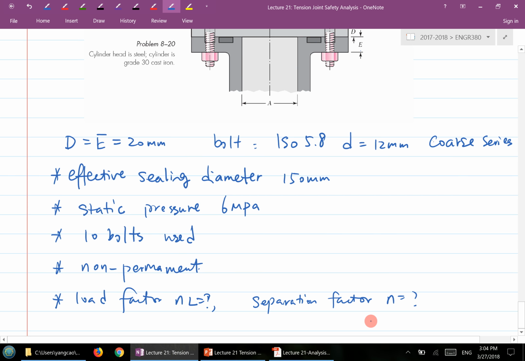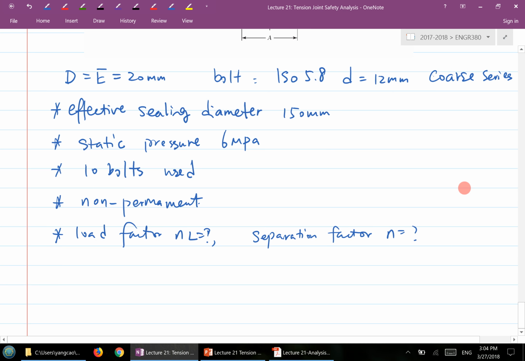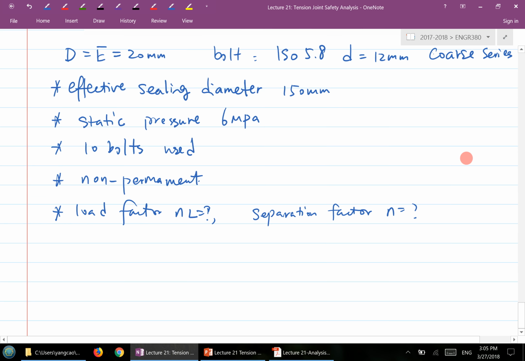The bolt stiffness and the member stiffness we have gone through, so I will probably skip some detail, and you will do that in your assignments. But I'll show you the bigger picture, how to finish this type of question here.